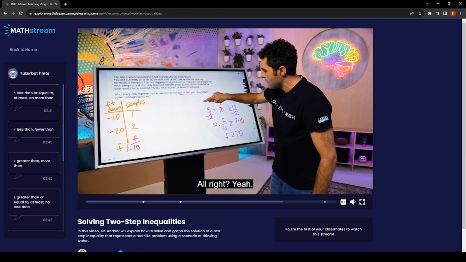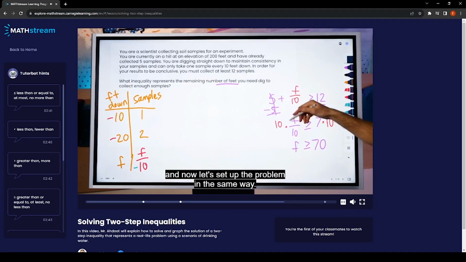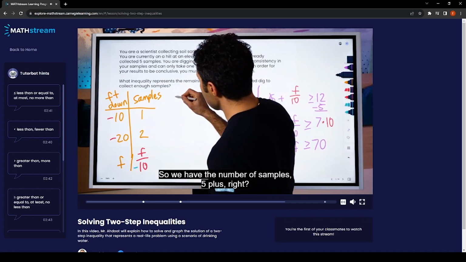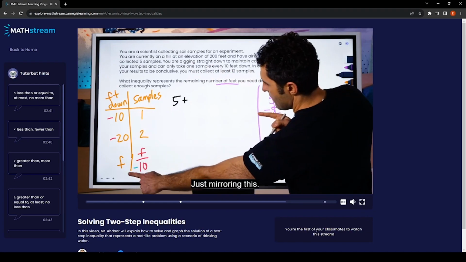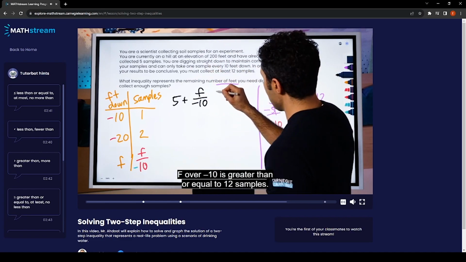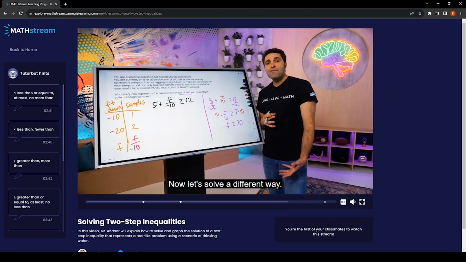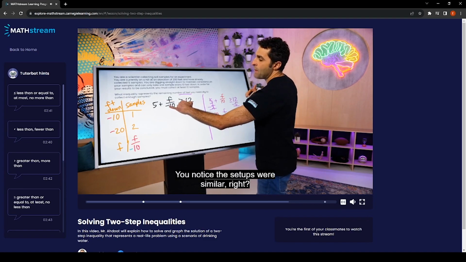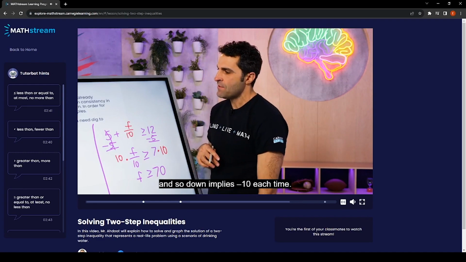All right, I'm going to put you over here. And now let's set up the problem in the same way. Boom. All right, let's go black. So we have the number of samples, 5, plus, just mirroring this, F over negative 10 is greater than or equal to 12 samples. Now, let's solve a different way. You notice the setups were similar, right? Just now we're talking about that you can go down 10 feet, and so down implies negative 10 each time.